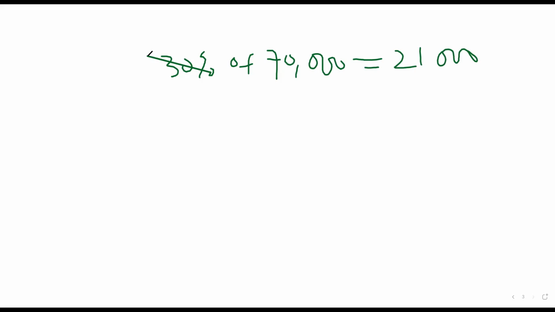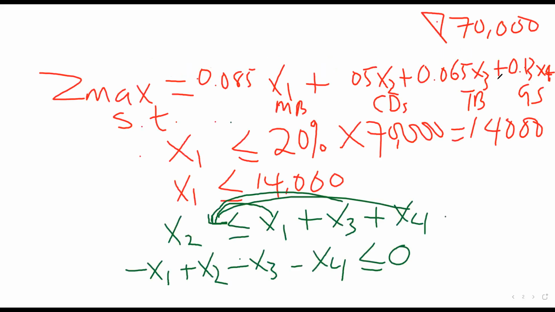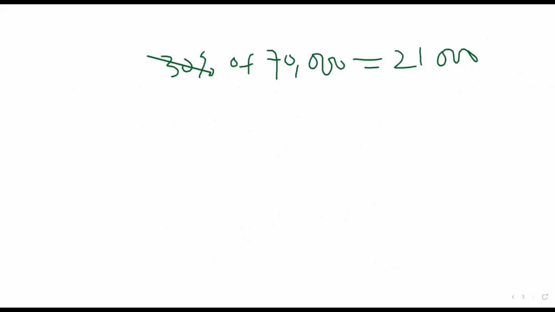Treasury bills is X3, and certificate of deposit is X2. It says 30% of the investment should go into them, which means we are going to add them, combine them. Let me see whether somebody wrote an answer. Precious, your answer is not correct. Janet, that's fine. Stephen, that is not how it's supposed to be.